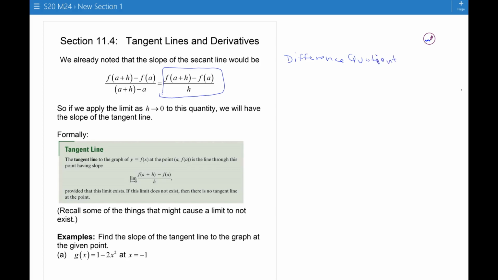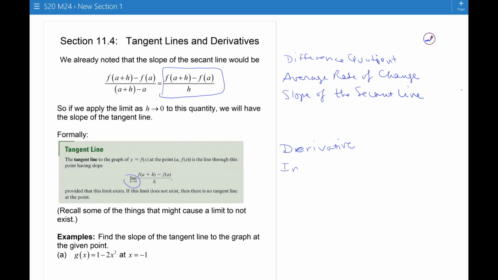It's a difference in the numerator and a quotient. We've called it the average rate of change, and we've called it the slope of the secant line. So once we do this limit as h goes to 0, now we have three equivalent quantities. Once that limit's been applied, we have something we're going to be learning about called the derivative.